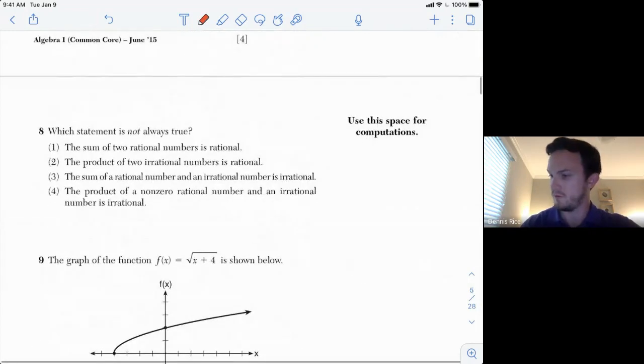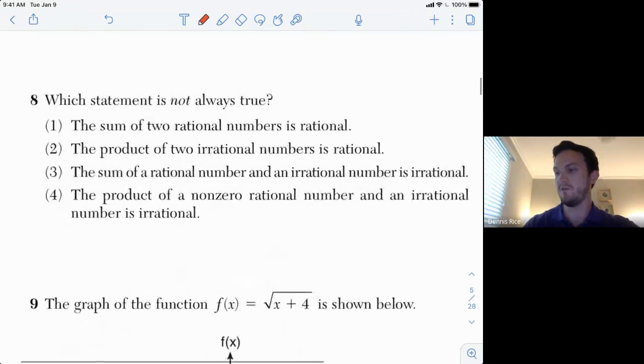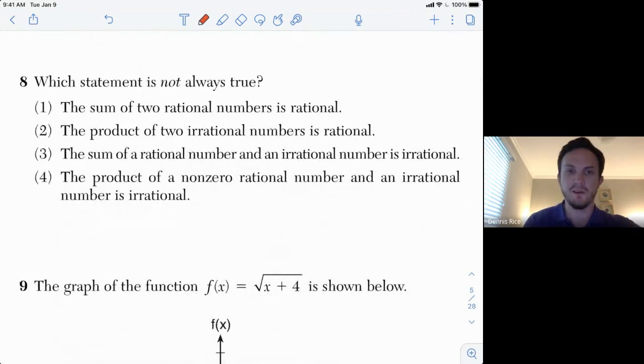All right. Which one is not always true? We talked about this. This was like when we did those cases. Take a minute to read it over. I'm going to look through my YouTube channel for a moment to find that.